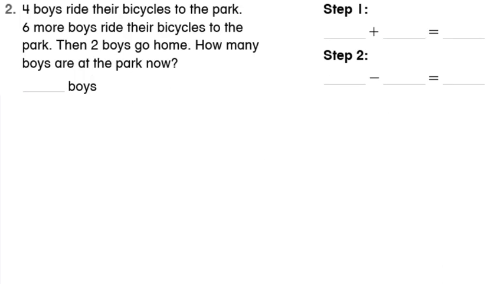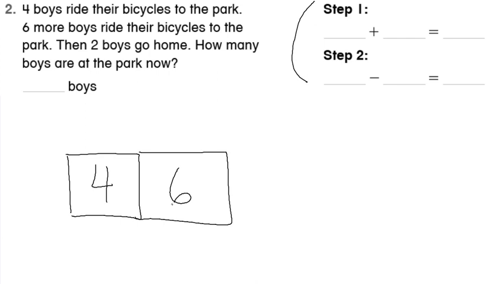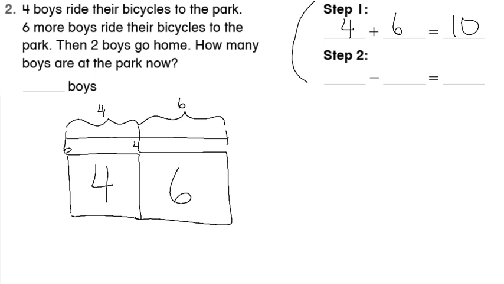Number 2, 4 boys ride their bicycles to the park. 6 more boys ride their bicycles to the park. Then 2 boys go home. How many boys are at the park now? Again, you can see that it's 2 steps. We're going to have our 4 boys riding their bicycles, and then here comes 6 more. So our open number line is going to go from 0. This is going to be a 4 because that distance equals 4. This distance equals 6. So 4 plus 6 equals 10. So that's going to be 10.